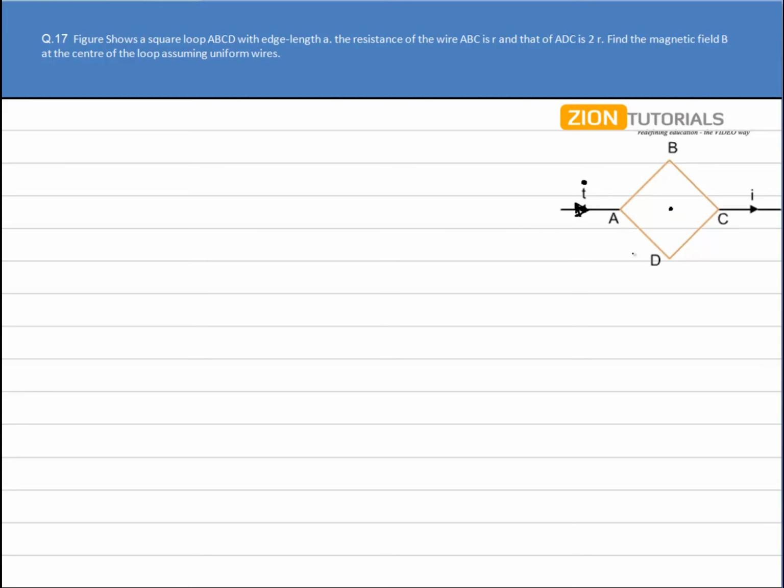Fine. We have an edge length of a. So the perpendicular distance will be a by 2. And the distance from each of the vertices is a by root 2. Now we have to calculate the magnetic field at the center, but before that we have to calculate the current flowing through ABC and ADC.